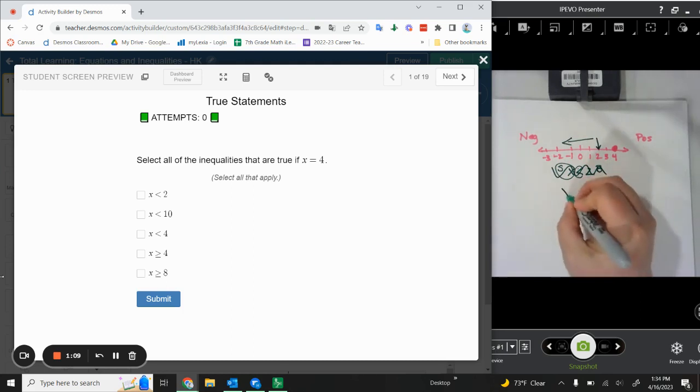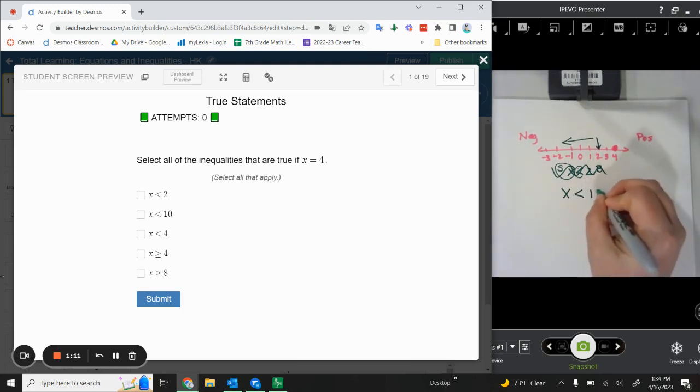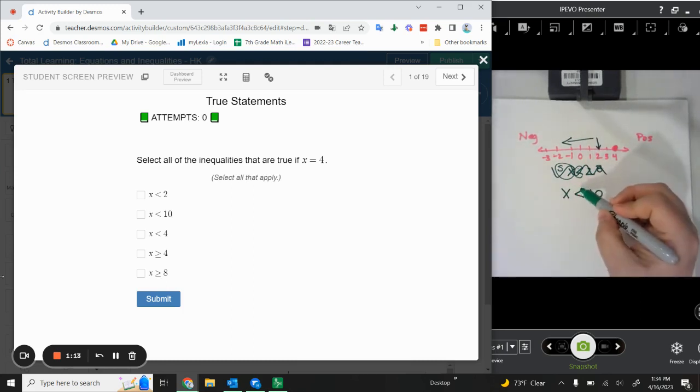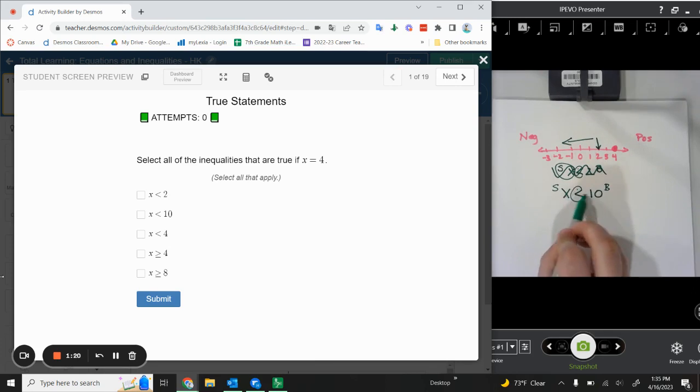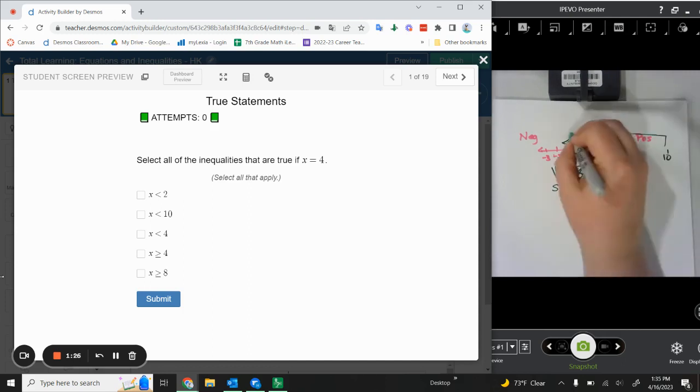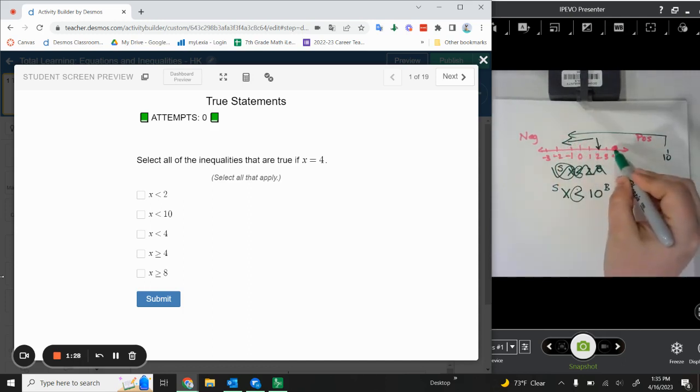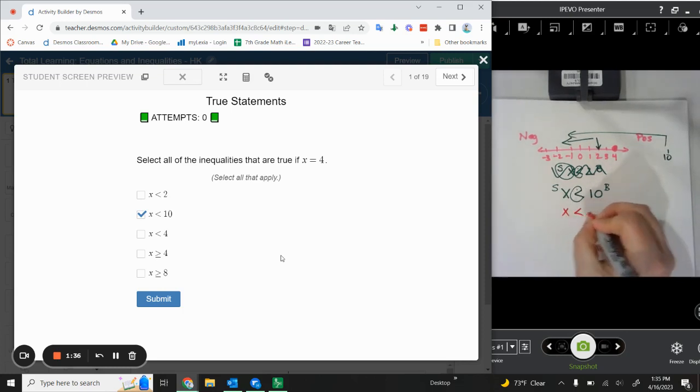The next one says x, and then this inequality in 10. I can read this and I can know that this says again that the 10 is bigger, so x is smaller. So I would read this as x is smaller than 10. So I would have to go to 10 up here somewhere, and I'd be looking at all the numbers smaller. Would that include 4? Yes, it would. So that's a solution.